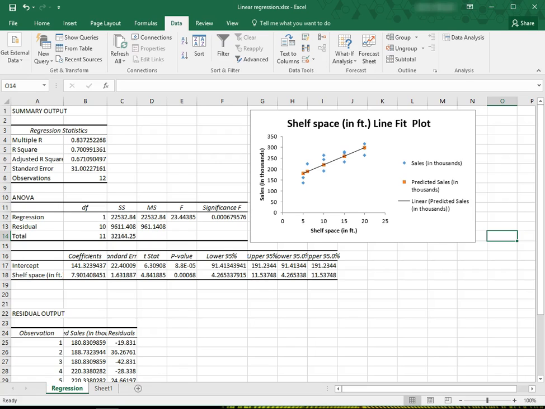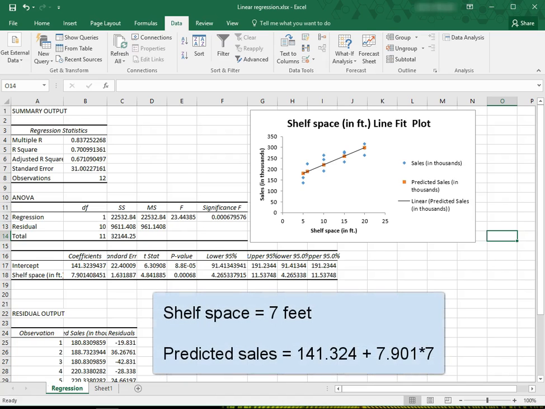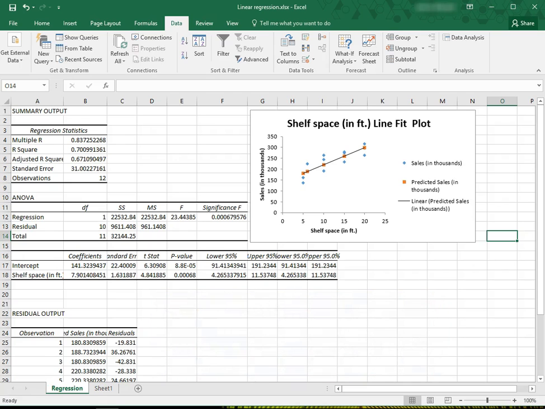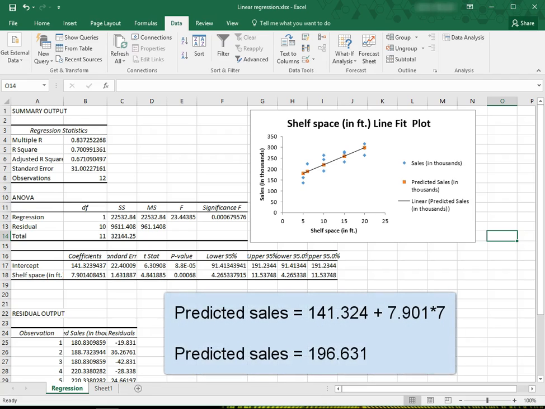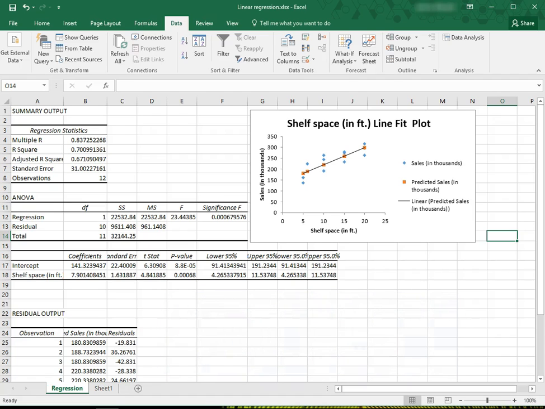The question states that given a shelf space of 7 feet, what can we expect the predicted sales to be? To figure this out, we simply plug 7 feet into our formula as the x value. So we do an equation for y equals 141.324 plus 7.901 times 7. So when we put 7 into the formula for shelf space, we get 196, which represents the predicted sales in thousands. So we can expect that with 7 feet of shelf space, we will have around $196,000 in sales. And that is how you can use the tools in Excel to do linear regression.